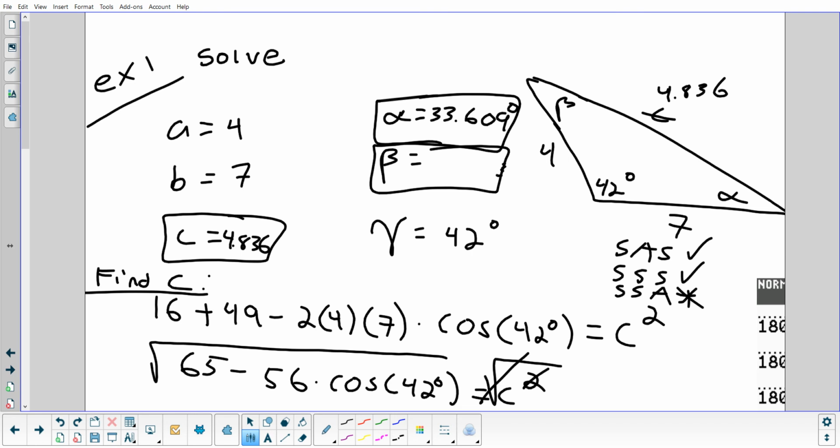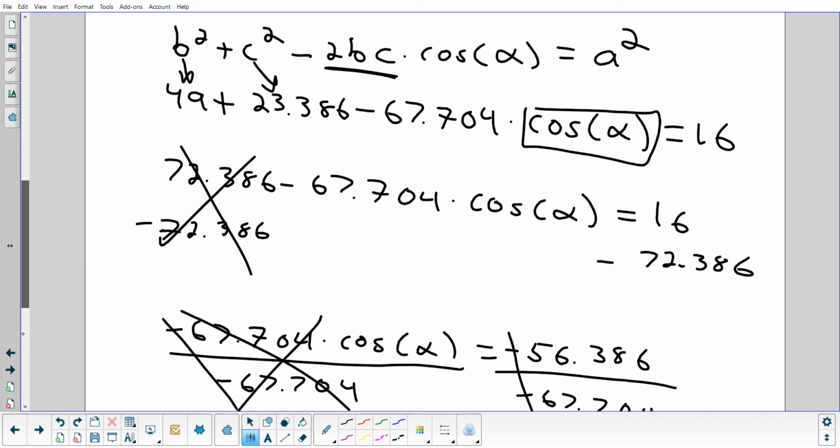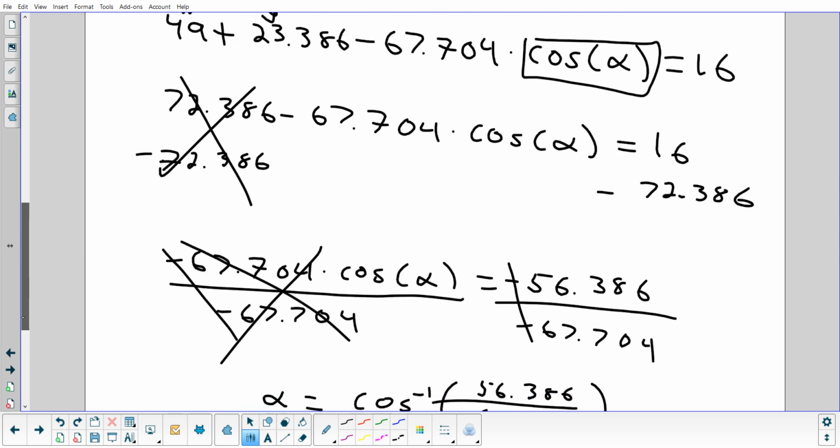And now beta is easy. We'll just add up and subtract from 180. But any questions on how we got alpha?